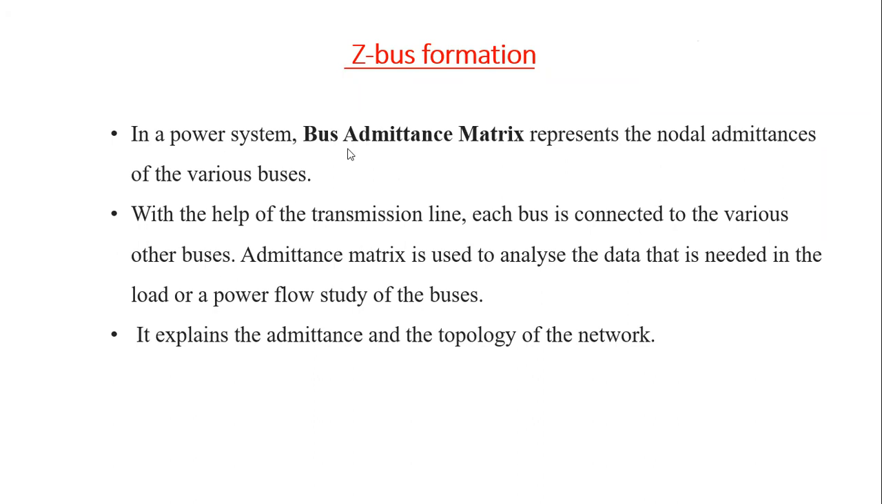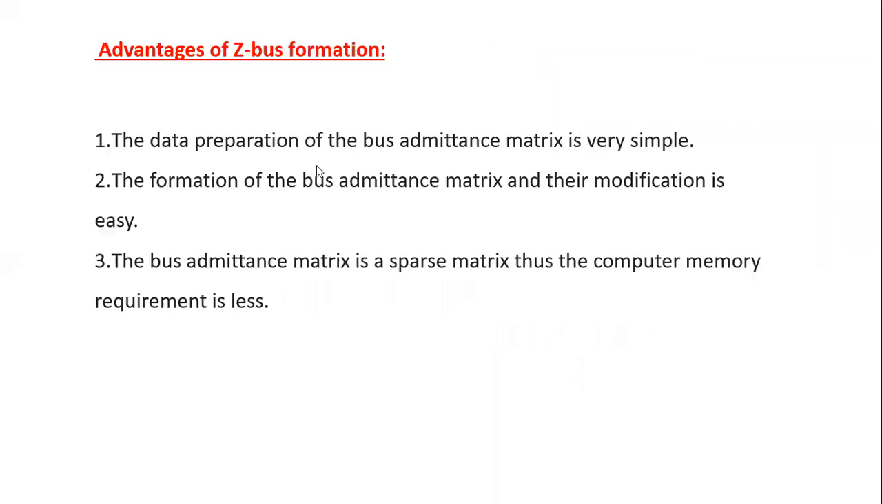This is totally the third unit. The third unit name is the Z-bus formation. Only in this unit we study how the Z-bus matrix is formed by addition of elements, removal of elements, or addition of branches. By using that procedure only we form the Z-bus matrix. In the third unit we will completely study how to form the Z-bus matrix.